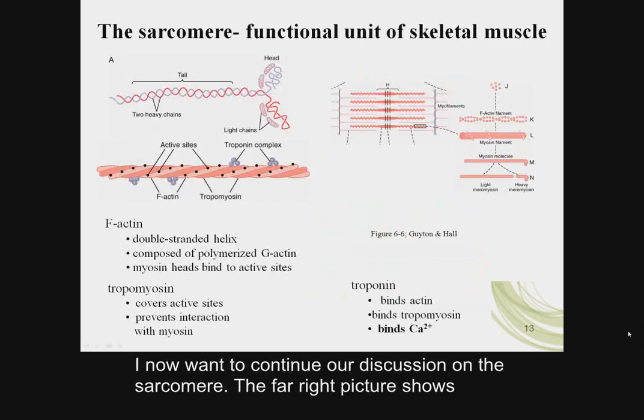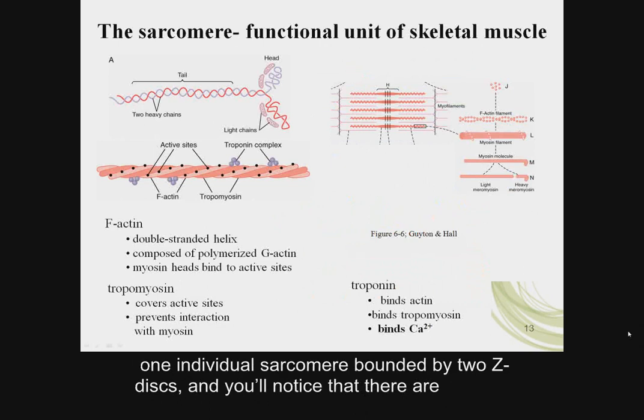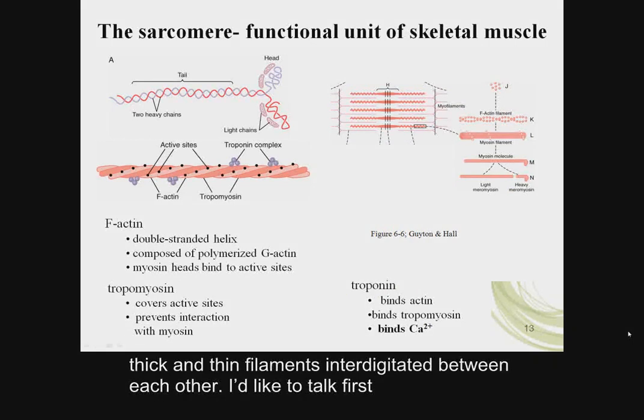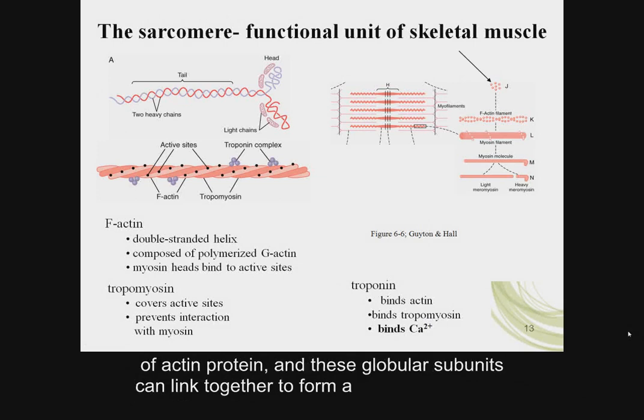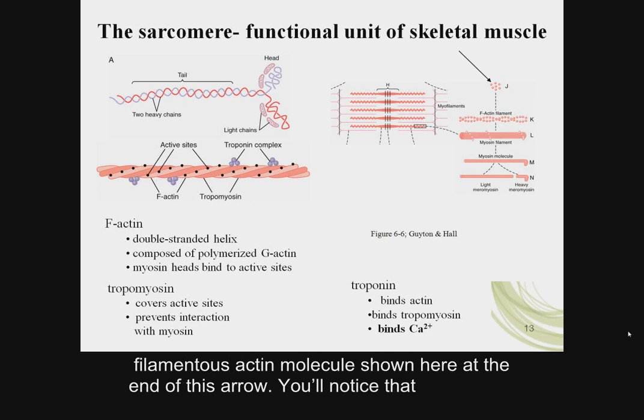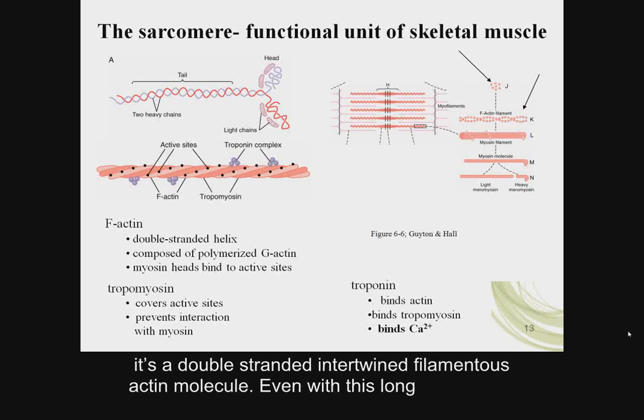I now want to continue our discussion on the sarcomere. The far right picture shows one individual sarcomere bounded by two Z discs. And you'll notice that there are thick and thin filaments interdigitated between each other. I'd like to talk first about the thin filaments. Shown at the end of this arrow are globular subunits of actin protein, and these globular subunits can link together to form a filamentous actin molecule, shown here at the end of this arrow. You'll notice that it's a double-stranded intertwined filamentous actin molecule.